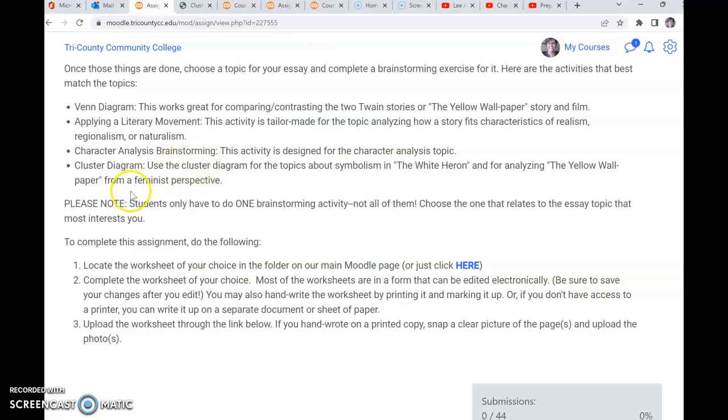Now, if you choose an assignment that matches up with the cluster diagram, as I said before, it is a PDF, so it isn't editable unless you have some special software. So you may have to do that one by hand. But in actuality, if you wanted to handwrite any of these worksheets and upload photos of your handwritten pages, that is perfectly fine as well.